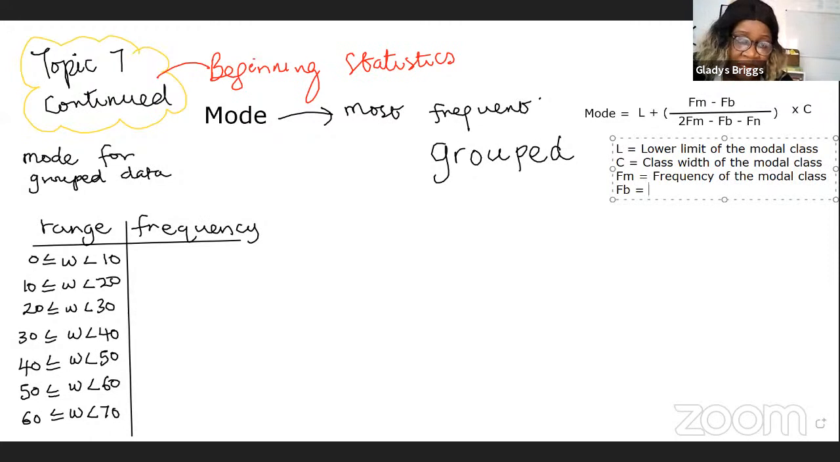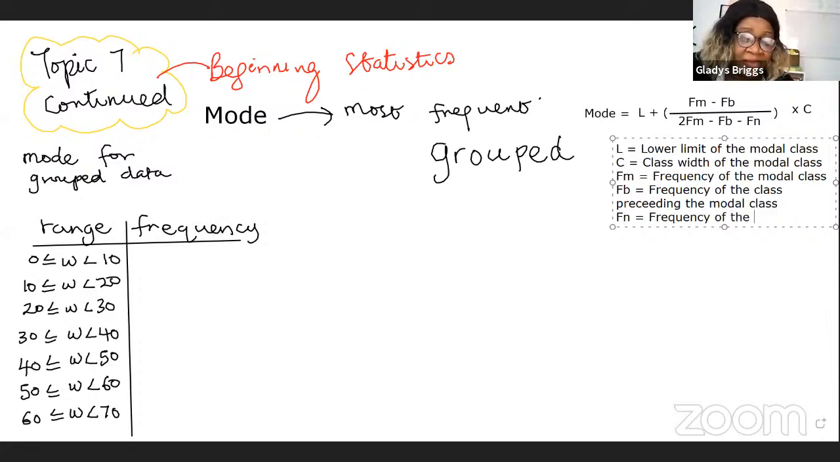FB stands for the frequency of the class preceding the modal class. And FN represents the frequency of the class succeeding the modal class.